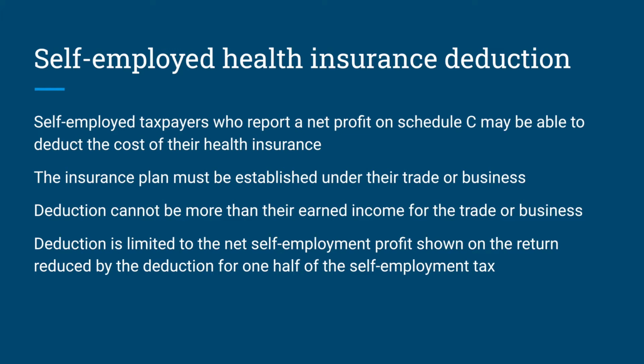I should probably touch on what a limit actually is. Basically, for a lot of these credits and deductions, there's a max amount that they can deduct or take a credit for. And so really that's what the limit means: the limit is the maximum amount that they can deduct in this case, or claim as a credit, as we'll see later on in this lecture. So here, for self-employed health insurance, we see that the deduction is limited to the net self-employment profit shown on the return, reduced by the deduction for 1/2 of the self-employment tax.